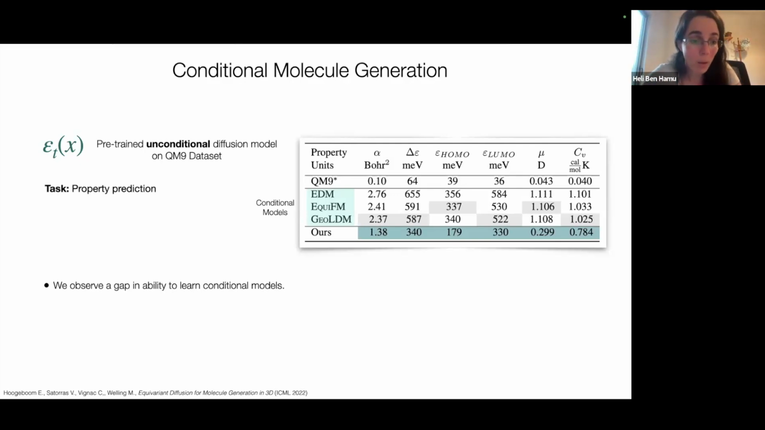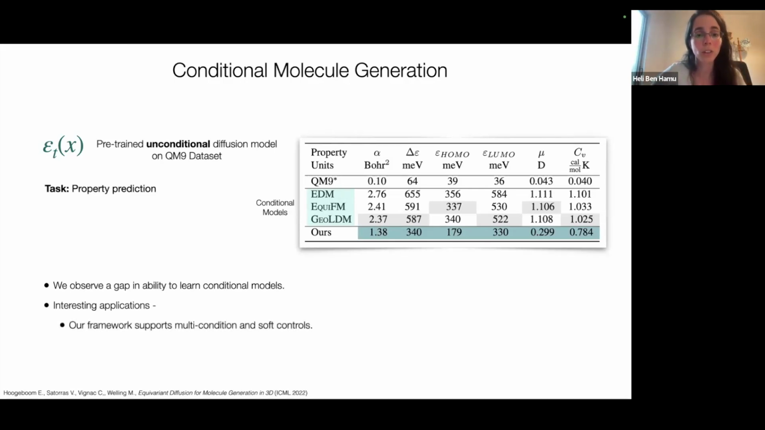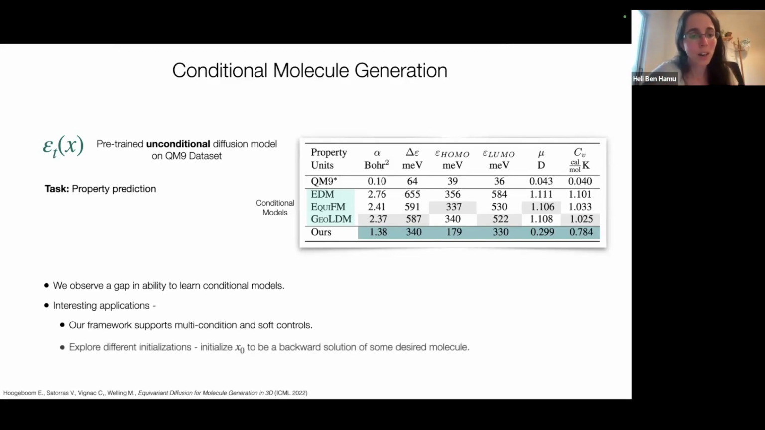And here we observe a gap in the ability to learn conditional models in the domain of molecules, which I think is very interesting because there is some gap here to be filled in conditional generation for molecules, at least in these types of models. And I think our approach also enables some very interesting applications where we could support multi-condition or soft controls. You could condition on multiple properties and generate for all of them, have a cost crafted for, say, a distance from the alpha property and also from the delta epsilon and satisfy both of them.